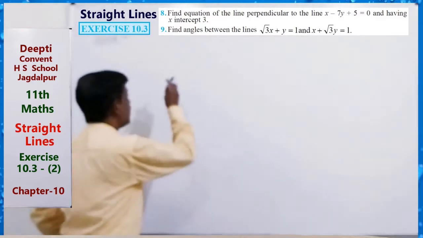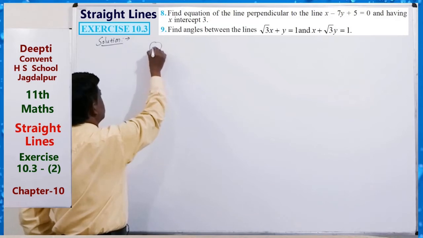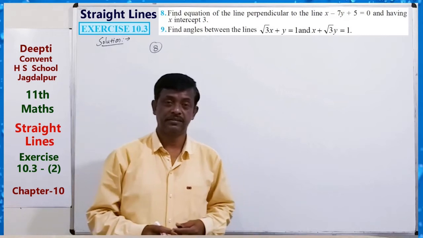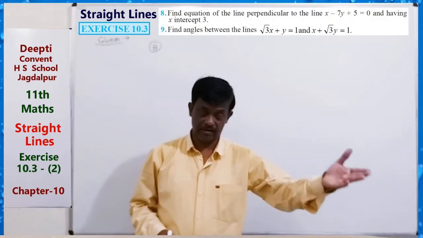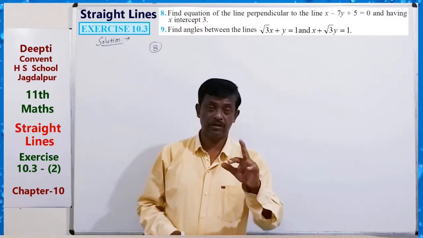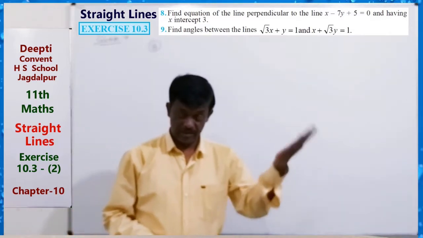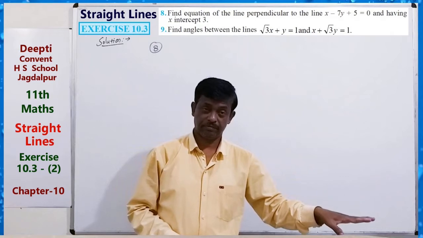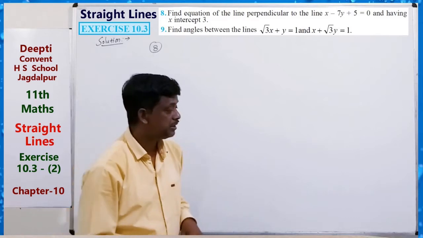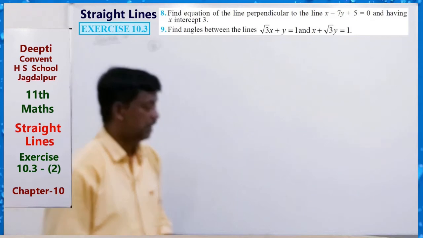Okay, so here question 8. We have to find an equation of a straight line which is perpendicular to a line. And we know if two lines are perpendicular, then the product of their slopes is equal to -1. So by finding the slope of the given line, we can find the slope of our required line. And another condition is what? Having x-intercept as 3.